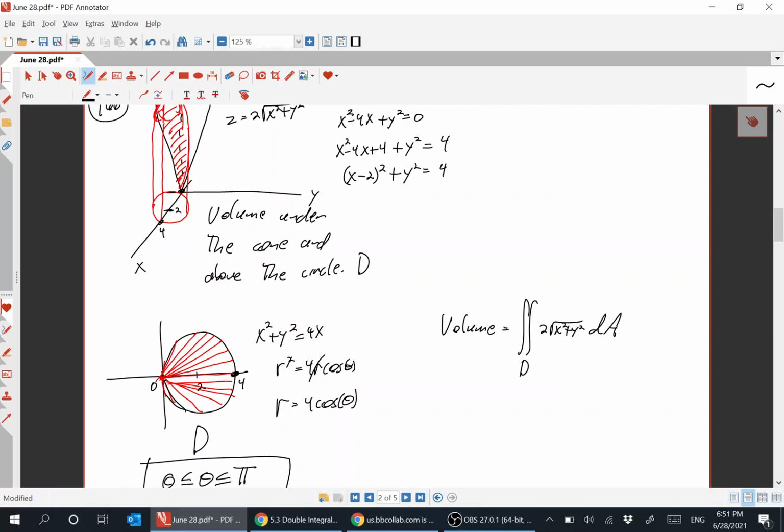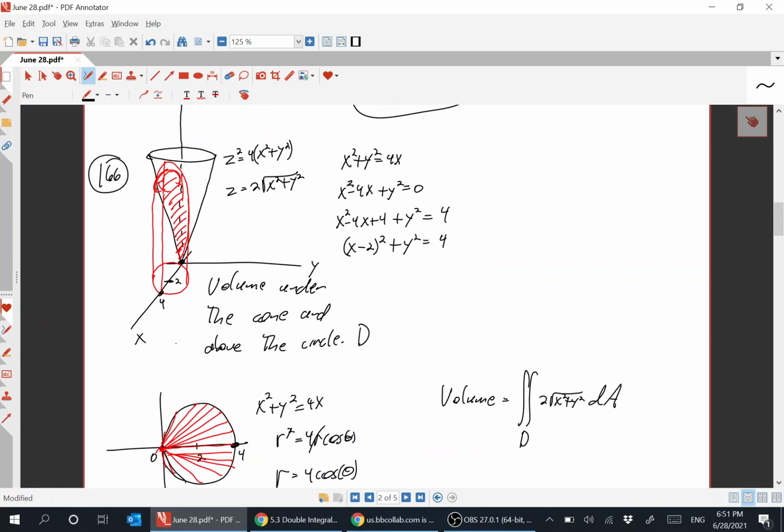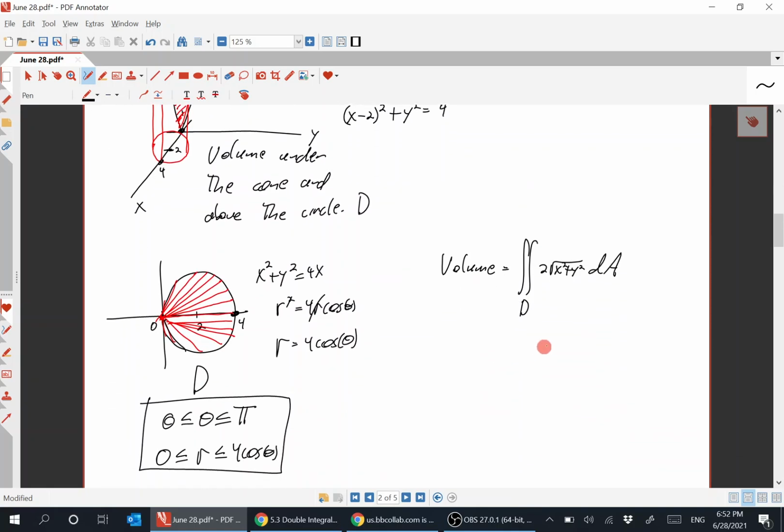Right, so it's the double integral of that function that is the cone, which is z equal to... z squared is 4x squared plus y squared, so z is 2 square root of x squared plus y squared. So now we transform this into polar coordinates. So double integral from 0 to 4 cosine theta, and then from 0 to pi for theta. x squared plus y squared is r squared.